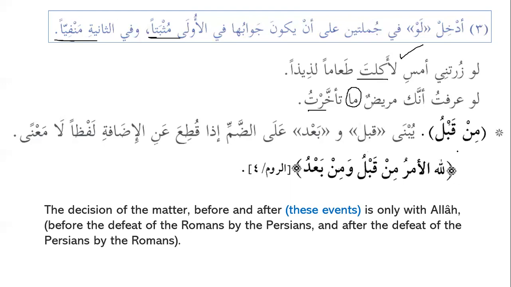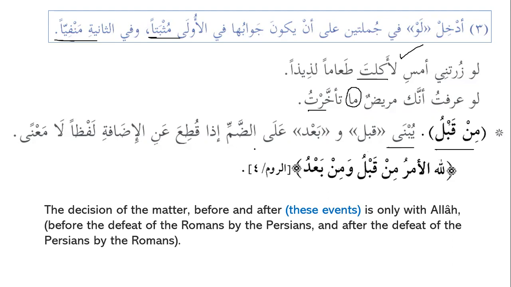And now we have the discussion about من قبل ومن بعد. من قبل يبنى. What kind of verb is this? Active or passive? Passive. All right. So بنى يبني, to construct something, to build something, and بُني يُبنى is the passive form, something that has been constructed, something that has been built. من قبل يبنى, قبل وبعد على ضم.